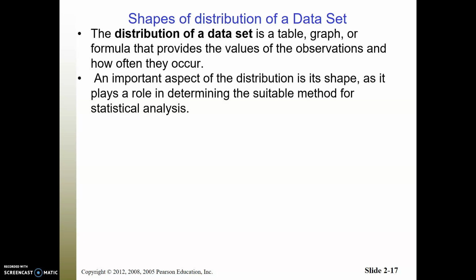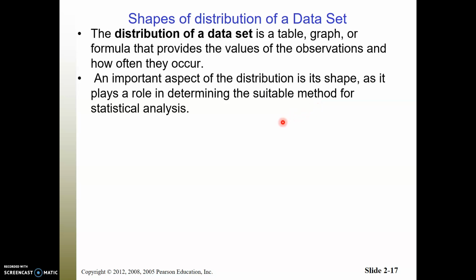Why is it important to know the shape of a distribution? The reason is that knowing the shape of the distribution helps us in guiding what will be the correct statistical method, the right statistical method that will be useful. So if we know the shape of the distribution, we know which suitable method will be applicable for this particular analysis. So knowing the shape of the distribution in advance helps us in determining the suitable statistical analysis.